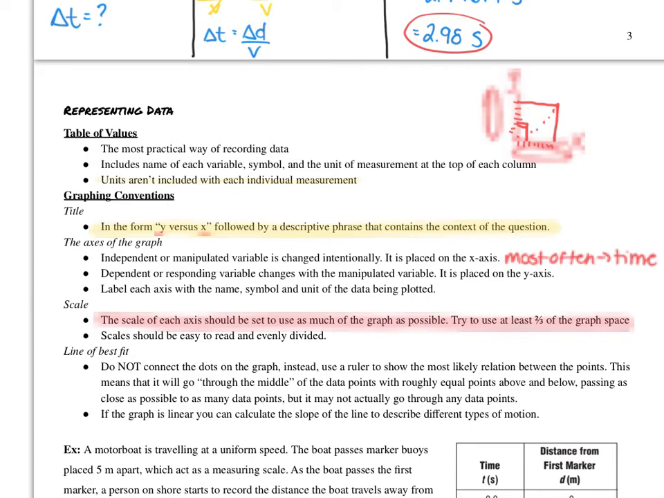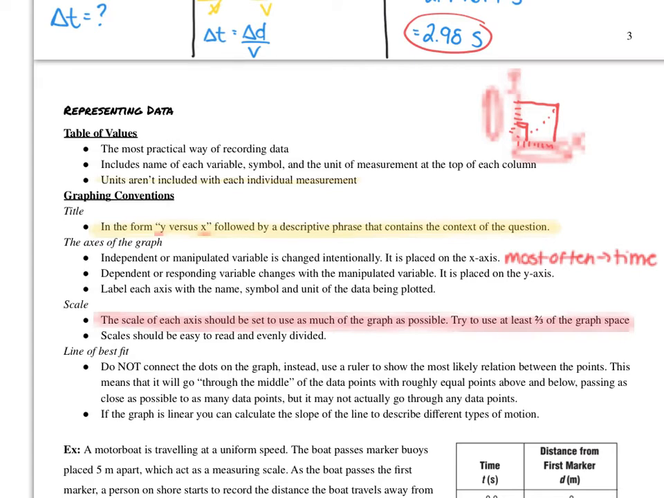Scales should be easy to read and evenly divided. Don't go up by 1 and then 3. Make sure it's very even. Count by 2s, count by 5s. Those are the easy ones to remember.